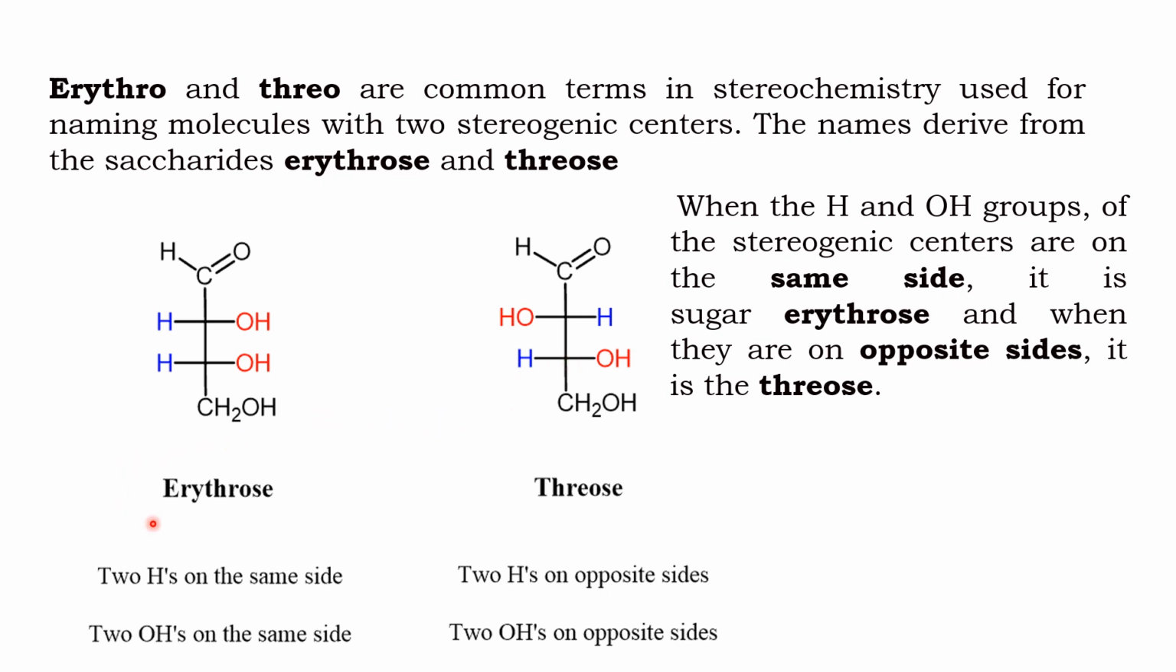So the terms erythro and threo are used if the molecule has two stereogenic centers and they have the same substituents or groups of atoms attached to them. For example, if instead of OH, I have something else, Cl, Cl. If the Cl groups are on the same side, it is erythro. If the Cl groups are on the opposite side, it is threo. You got it? Take down.